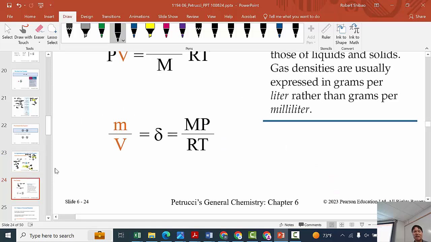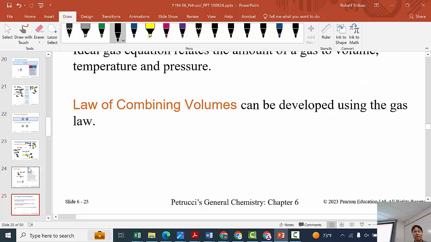These equations are the same as in Chem 4, correct? Yeah.